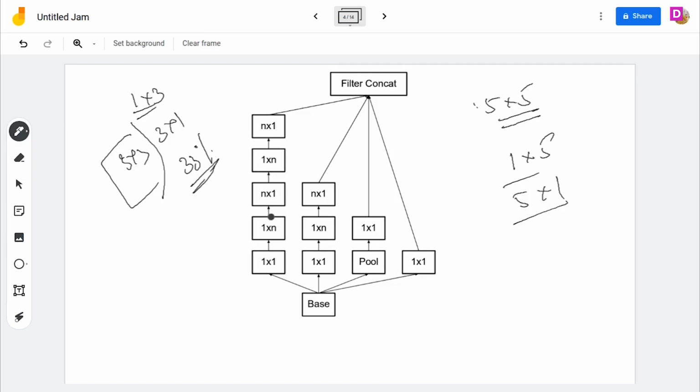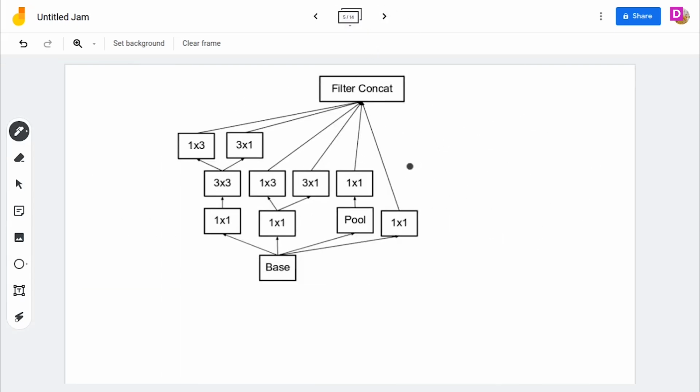Here, n is the actual value that you can use, whatever it may be. They have used 7 actually, but here they have written n. So this n cross n that we were using here will now be replaced by 1 cross n followed by an n cross 1. In the same way here again, 1 cross n followed by an n cross 1, and the same way here. So let us call this inception module 2. There are 3 changes actually, and we will understand this. Now let us come to the third part.